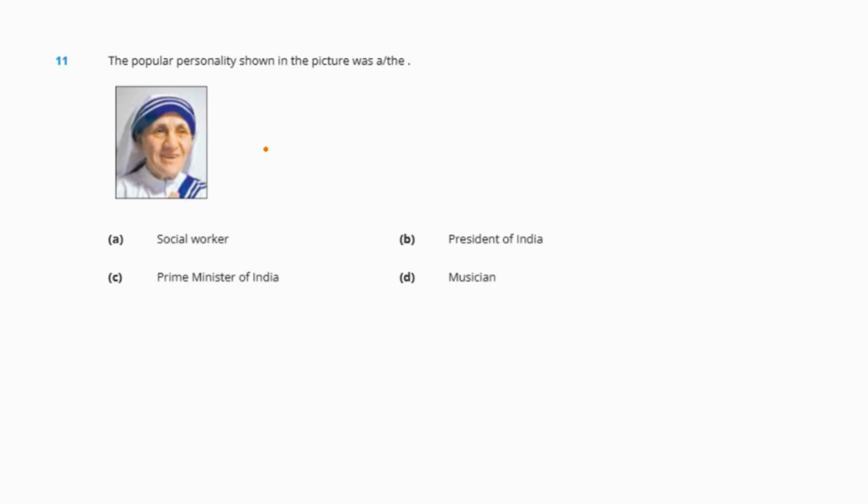Next, the famous or popular personality shown in this picture: social worker, president of India, prime minister of India, musician. So the picture shown here is Mother Teresa. Yes, Mother Teresa is a famous social worker. So the correct answer is option A, social worker. The picture shown here is that of Mother Teresa.